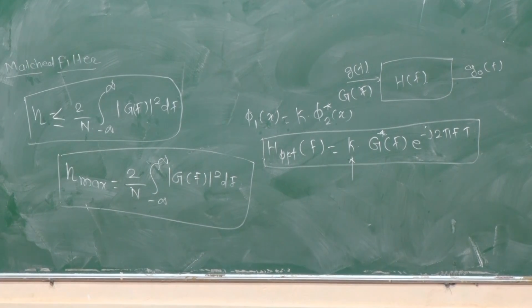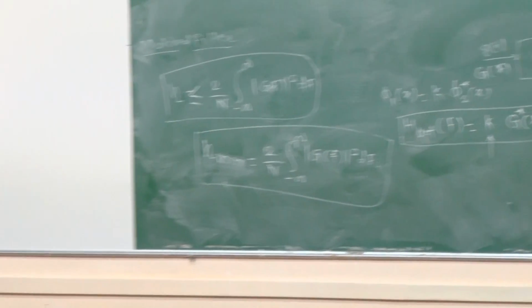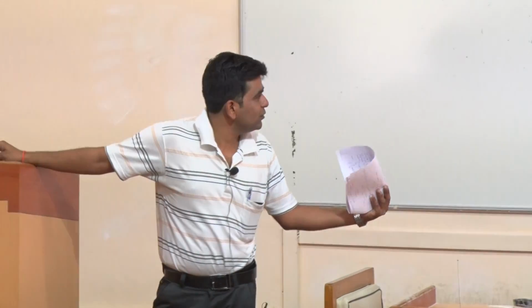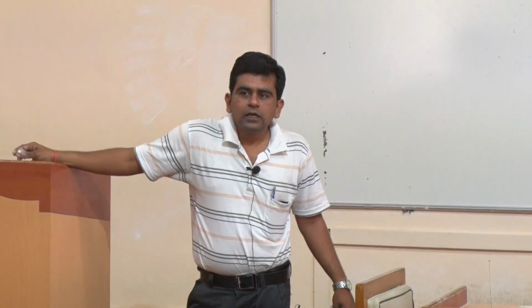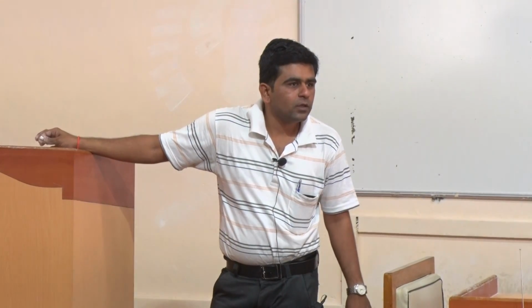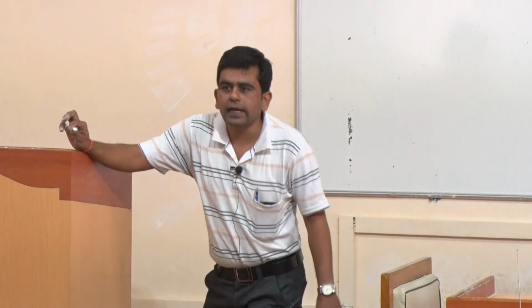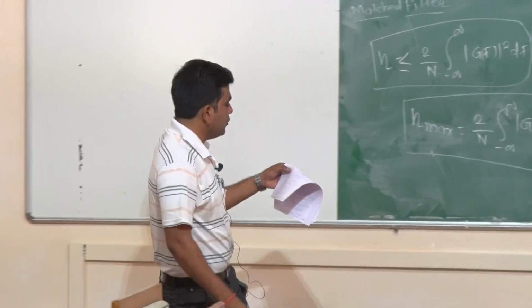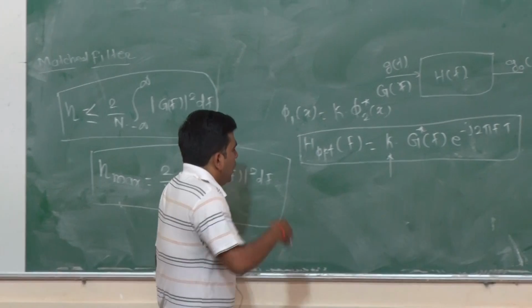And see here, this is a function of the input signal, only the input signal. Whatever the function G of f, the filter response is related with your input signal. So here we have to find out its impulse response. Write down for impulse response.